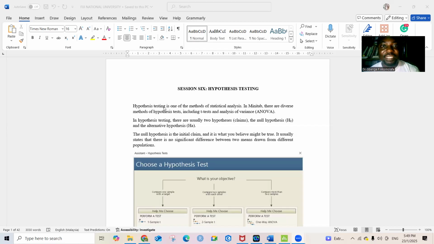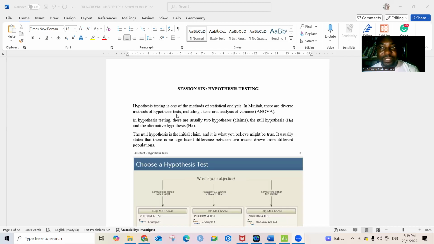Now, hypothesis testing is one of the methods of statistical analysis. And in Minitab, the software that we're using, there are diverse methods of hypothesis testing, which include what we call the t-test. Even analysis of variance is also an example of hypothesis testing. So whenever you want to do a statistical analysis, it is important to set up what we call hypothesis for the basis of making conclusions for your work.